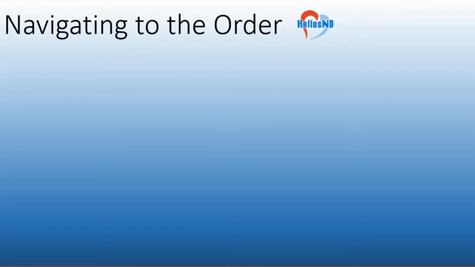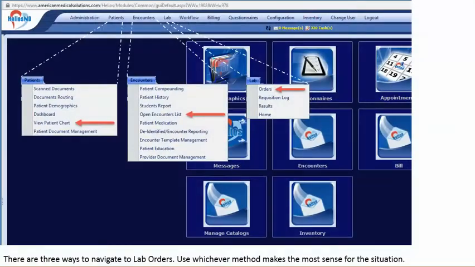In order to create an order, it is good to review how to navigate to the Orders section in Helios. There are three ways to navigate to an order. Use whichever method makes the most sense for the situation. Most lab orders will probably be created while with the patient or while charting. In this case, the quickest access would be through the Open Encounter list. If you are not in the process of charting, the other two options would be better suited for access.